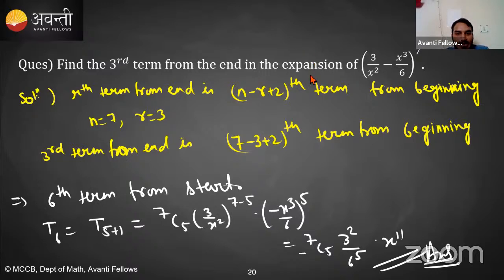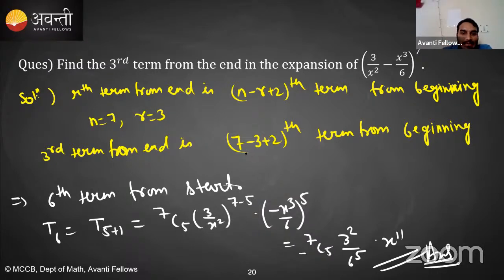Is there any doubt? If you have any kind of doubt, you can ask me. It's very, very simple. As you can see, third term from the end: in the expansion of (x + y)^7, there will be 7 + 1 terms, so 8 terms in total. So the third term from the end would not be the 8th term, not the 7th term. It will be the 6th term.